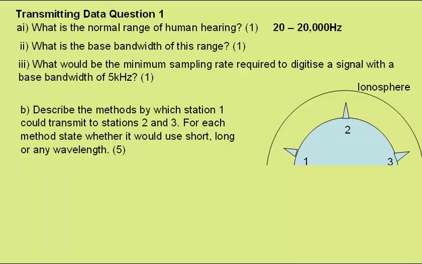Part 2, what is the base bandwidth of this range? Again for 1 mark. Well, base bandwidth is just the size of the range, or the difference between the upper and lower limits. So in this case it's 20,000 Hertz minus 20, or 19,980 Hertz.